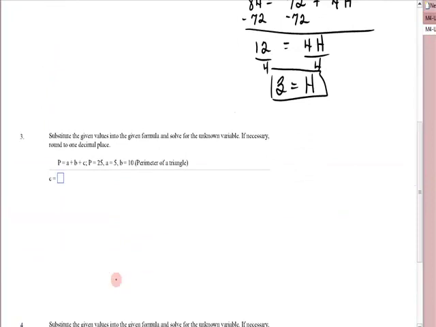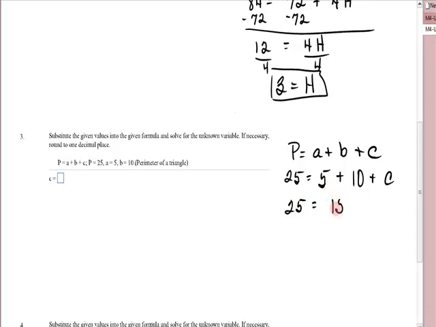The third one. This would be for the perimeter, I believe, of a triangle. It's A plus B plus C, the sum of the 3 sides. The perimeter is 25. Side A is 5. Side B is 10. Side C is left unknown. So I'm going to simplify on the right-hand side, combining those like terms. 5 plus 10 is 15 plus C. Now subtract 15 from both sides. 10 is equal to side C. I hope you're not thinking this is difficult.